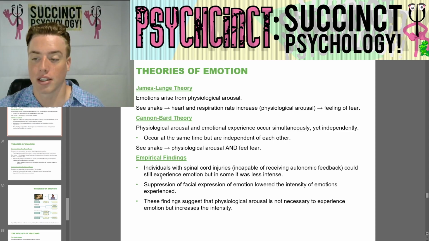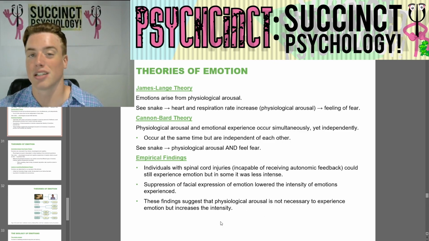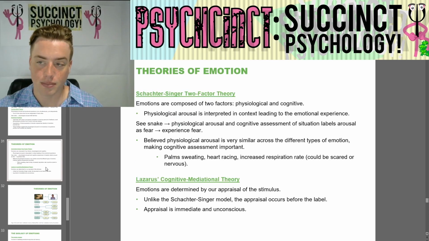Now, empirical findings: individuals with spinal cord injuries, who are incapable of receiving autonomic feedback, could still experience emotion, but in some it was less intense. Now, suppression of facial expression of emotion lowered the intensity of emotions experienced. These findings suggest that physiological arousal is not necessary to experience emotion, but it does increase the intensity.